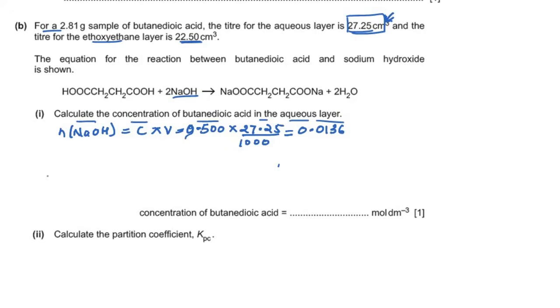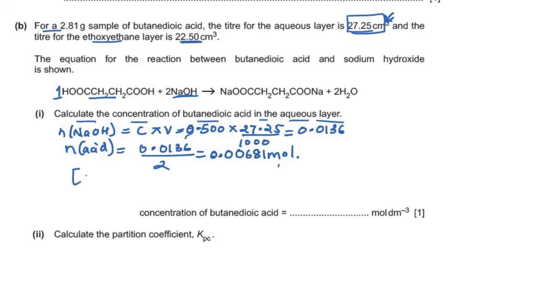Now if we want to calculate the moles of butanedioic acid, I'm just writing acid. If we have a look at the equation, the ratio of acid to NaOH is 1:2. So the moles of acid will be half the moles of sodium hydroxide. So here we need to divide the moles of sodium hydroxide by 2, and the division gives us the answer 0.00681. This is the moles of butanedioic acid present in the aqueous layer.